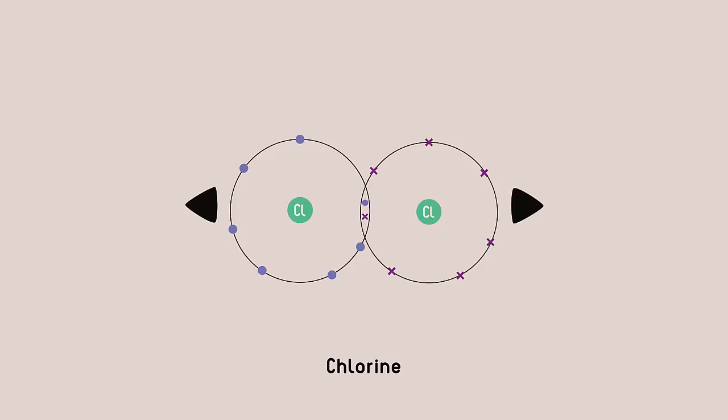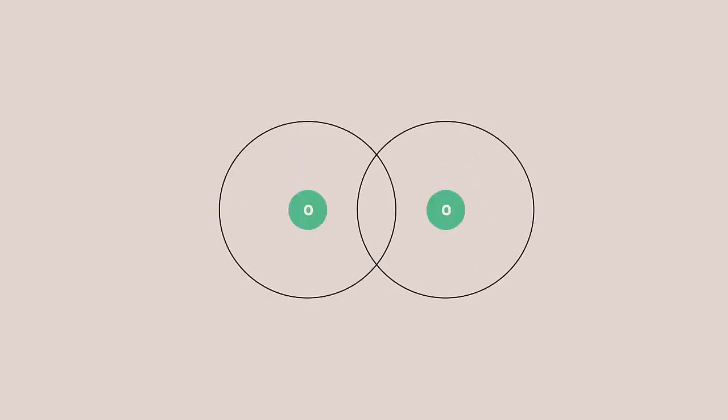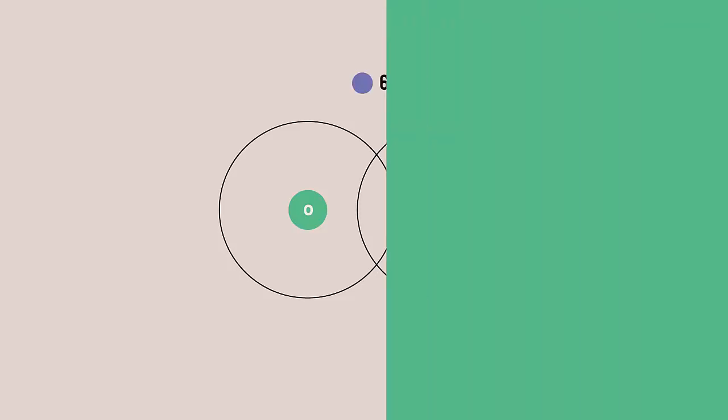Let's look at another example. This one is a bit trickier. Two oxygen atoms bond covalently. Oxygen has just 6 electrons in its outer shell. Can you remember what kind of bond they form? Pause the video whilst you work out the dot and cross diagram.